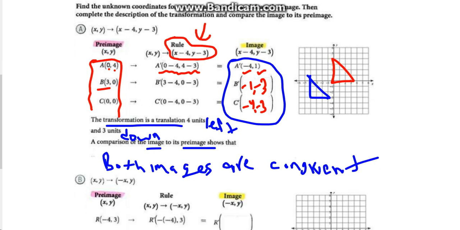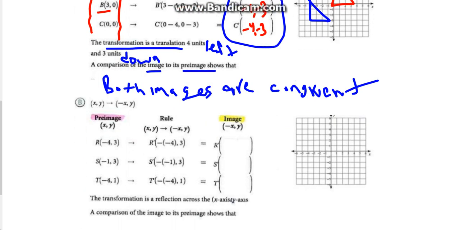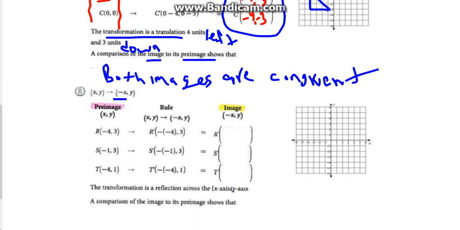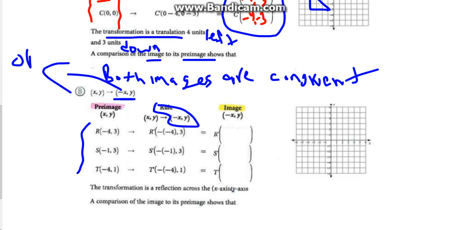Moving on. So now we have another rule. We're going to apply that rule. We have our original points. This rule says negative x comma y. The negative that we have here means opposite. Opposite sign of whatever it was there before. Not that your x will be negative. It's just going to be the opposite of whatever your number was.